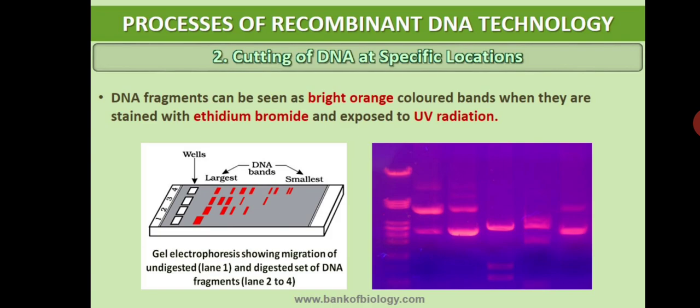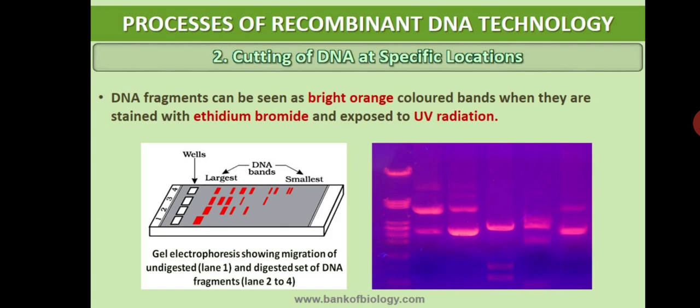In gel electrophoresis the DNA fragments get separated according to their length. But how to see the separated DNA fragments? For that purpose you have to make use of a particular stain, ethidium bromide, and you have to pass ultraviolet radiations, then only it is possible to see the DNA bands. They are bright orange colored bands. To see this you have to follow a separate process, and that is called elution. Understood?